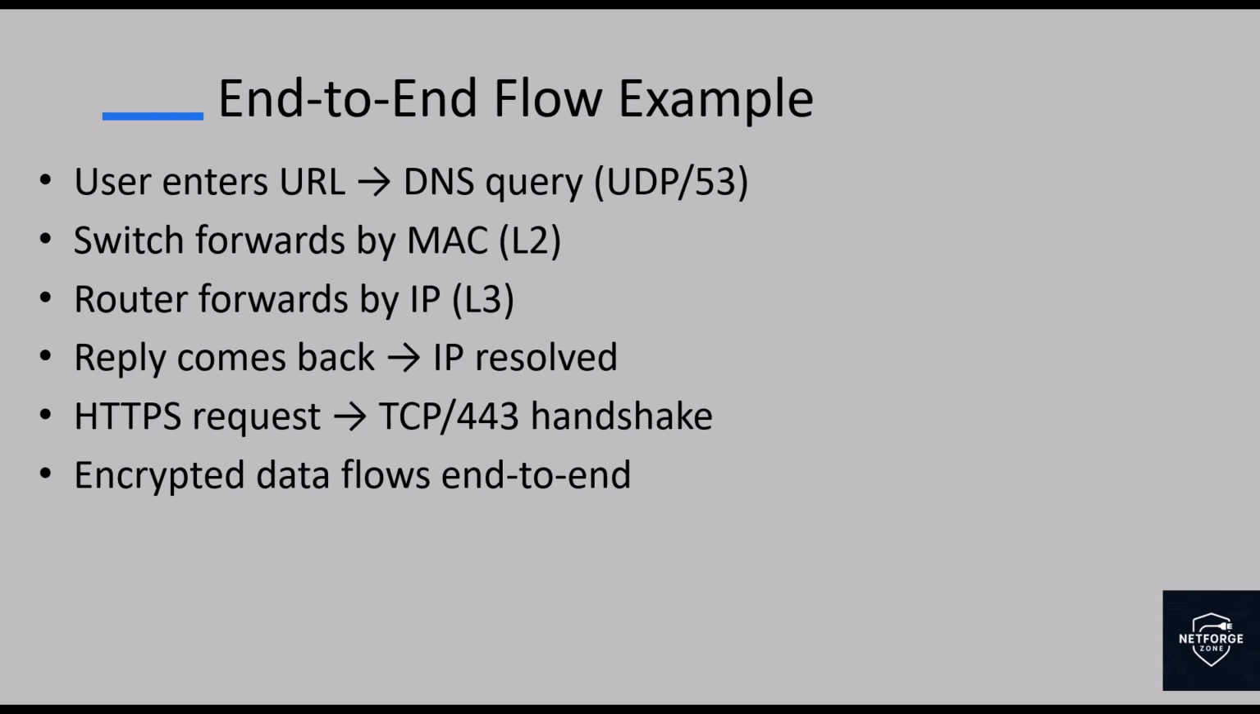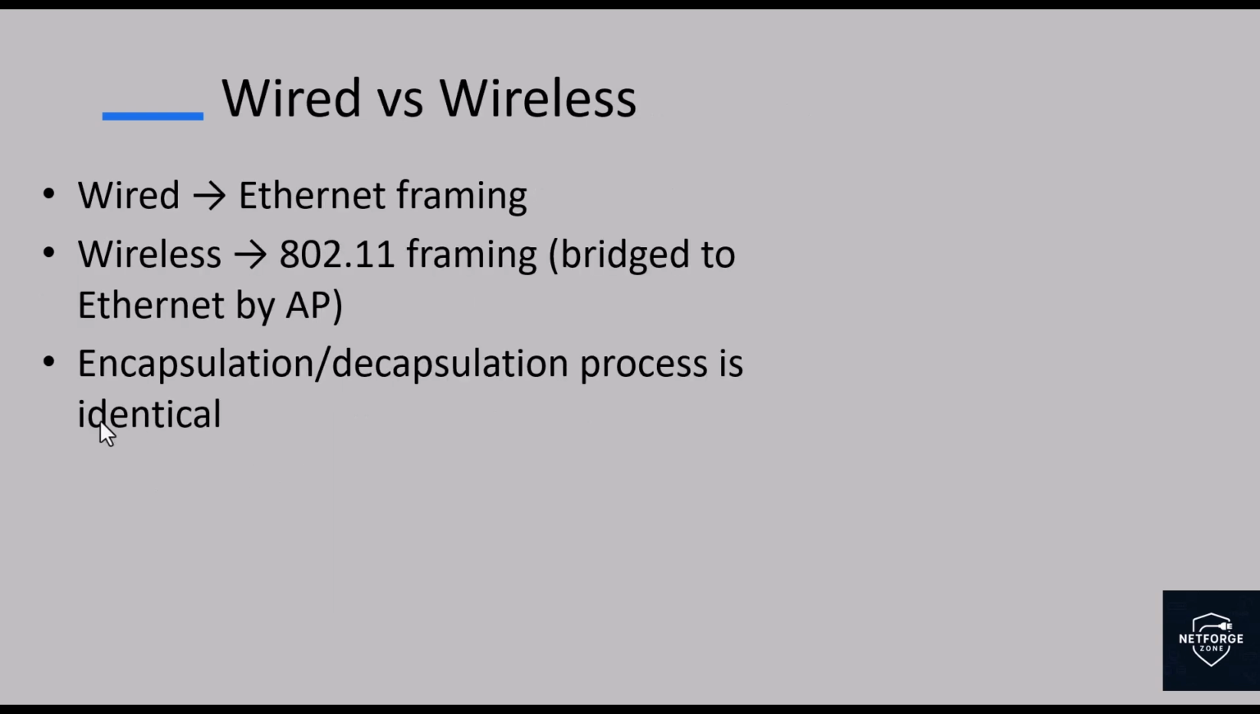At every hop, the layer 2 frame is rebuilt with new MAC addresses, but the layer 3 IP addresses stay the same, end to end. And the port at layer 4 makes sure the traffic goes to the right application on both sides. Okay, if I am on Wi-Fi instead of wire, the principle is identical. The only difference is that the first hop uses 802.11 wireless framing instead of Ethernet. The access point translates it, and after that it looks the same as wired traffic.